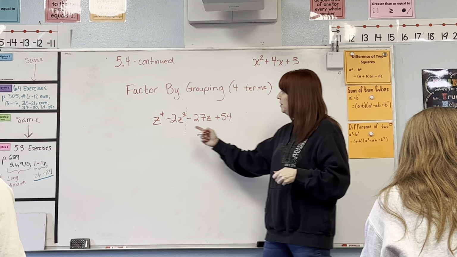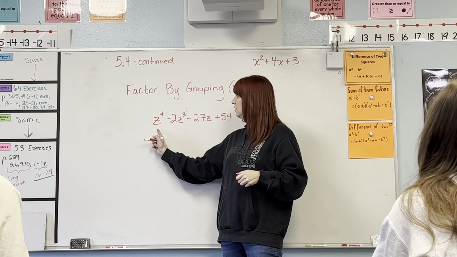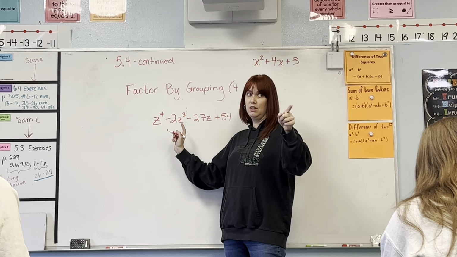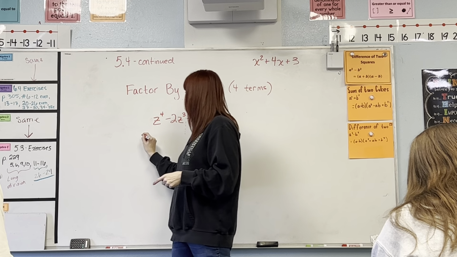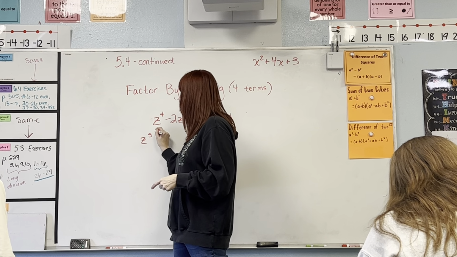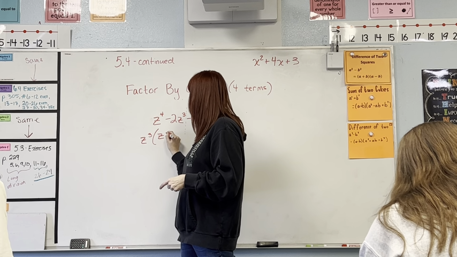So what would be the common thing here? z cubed, z to the third, because it's the biggest power of z that we can take out of both of those. Yep, z to the third. So I'm just left with a z minus 2.